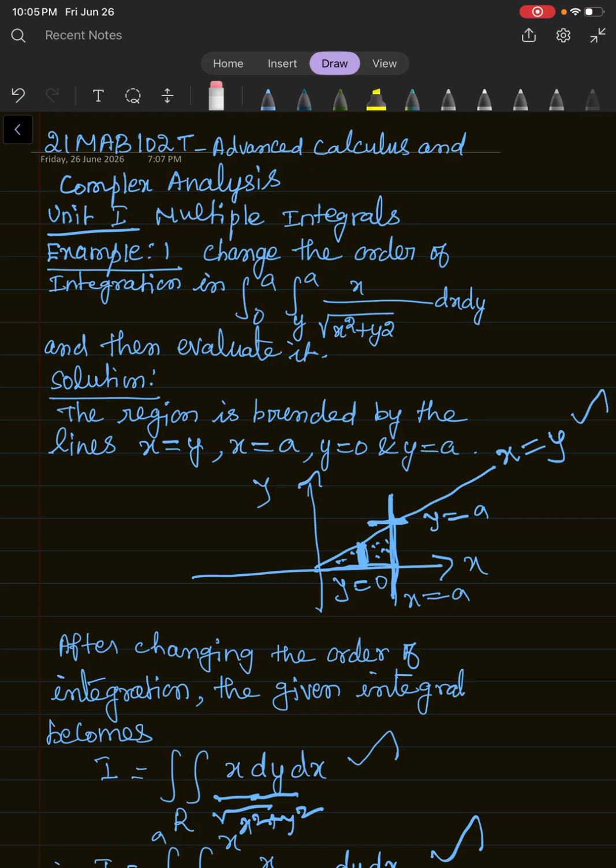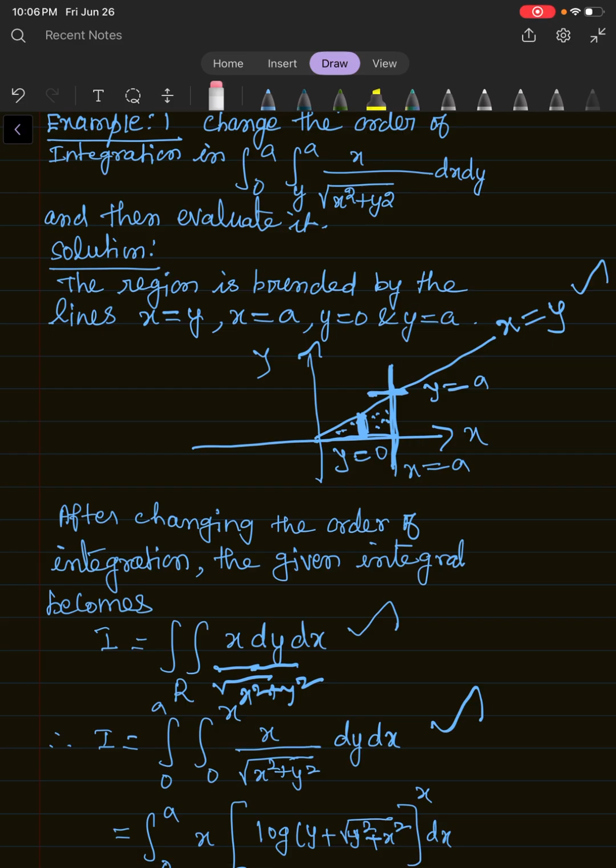The region is bounded by the lines x is y, x is a, y equal to 0 and y equal to a. Before drawing the region, we have to verify whether the double integral is given in the correct format. It is dx order given, therefore we have to verify the limit must be a function of another variable y. So after marking x is y, x is a, y equal to 0 and y equal to a, we are getting the region like this.